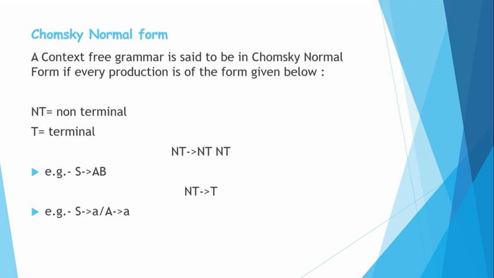The production or the rules in the CNF is that a non-terminal should derive two non-terminals, or a non-terminal should derive a single terminal. Here is an example where S is a non-terminal deriving A and B, they both are non-terminals. Or example is the S non-terminal derives a single terminal.